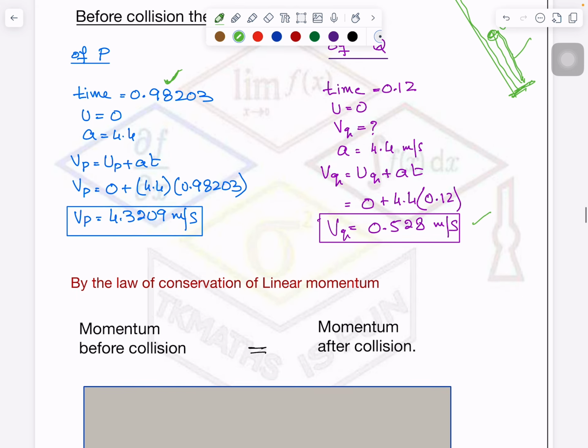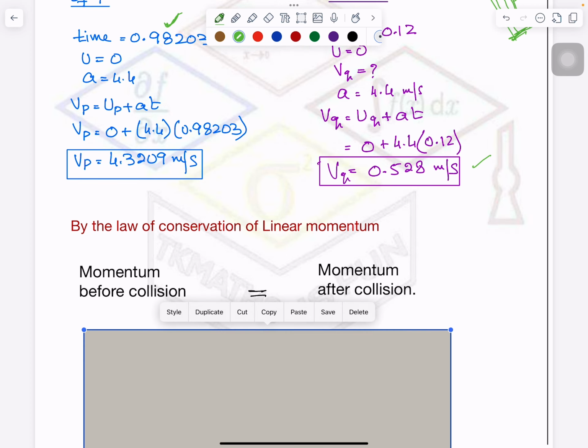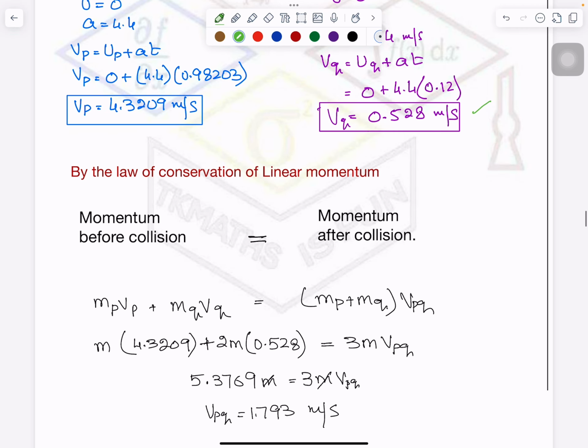Now we will apply the law of conservation of linear momentum, and we have seen the formula and substitution multiple times. So just substitute it and get the answer, which is 1.793 meter per second.